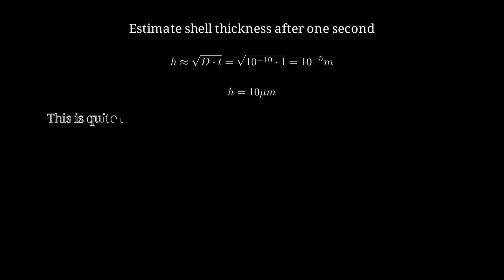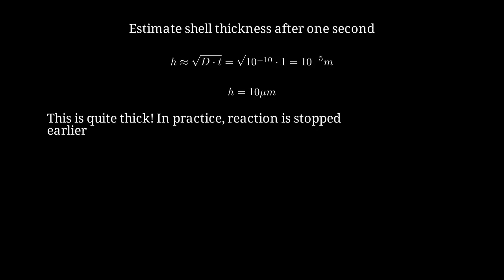Let's estimate the shell thickness after 1 second of reaction time using the diffusion-limited growth equation. H approximately equals the square root of D times T, which is the square root of 10 to the minus 10 times 1, giving us 10 to the minus 5 meters. That's 10 micrometers. So after 1 second, we'd expect a shell thickness comparable to the droplet radius itself. This is actually quite thick. In practice, the reaction is stopped much earlier to achieve thinner shells, typically in the range of 100 nanometers to 1 micrometer.